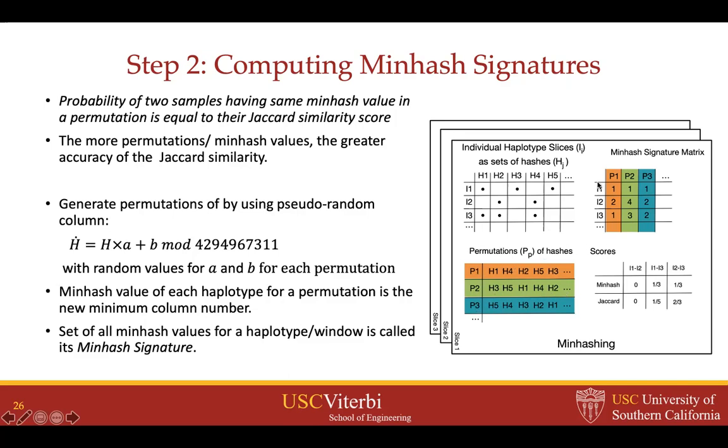And you construct this matrix called the MinHash signature matrix. Essentially, you look at the order of the hashes and see, in this order, what's the first time that you see a non-zero. So you go for individual 1, in permutation 1, the first one you have to check is H1, and you see that that individual actually has that hash.